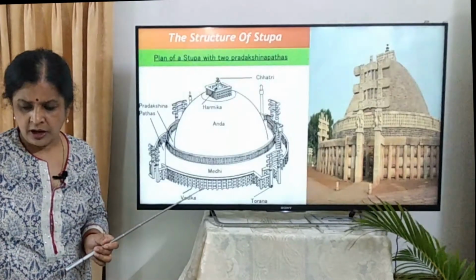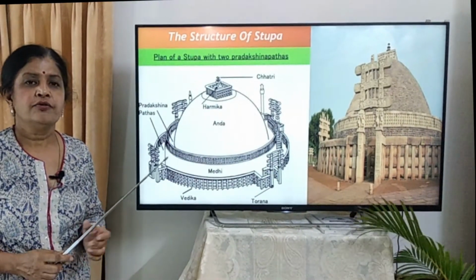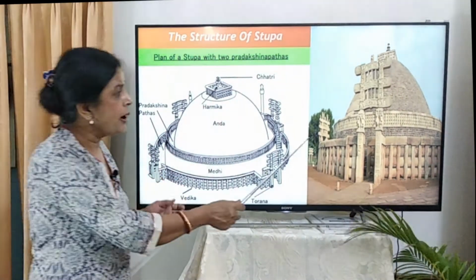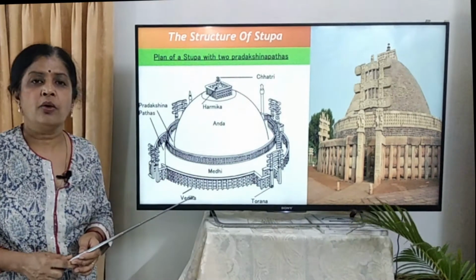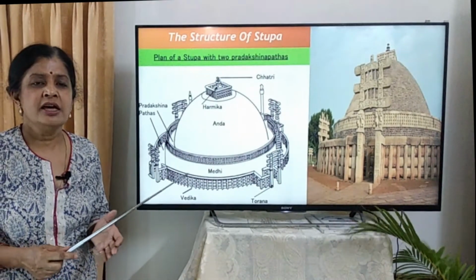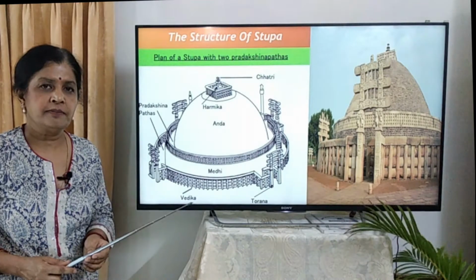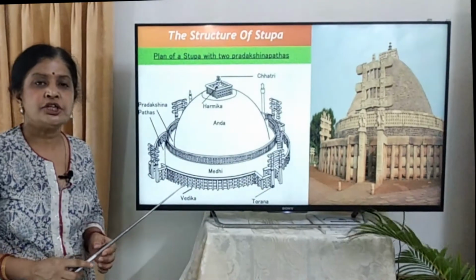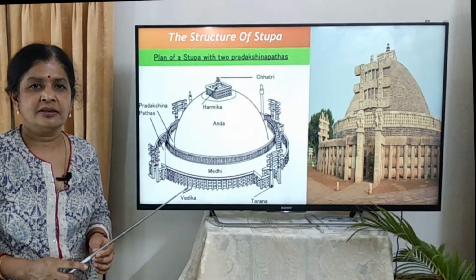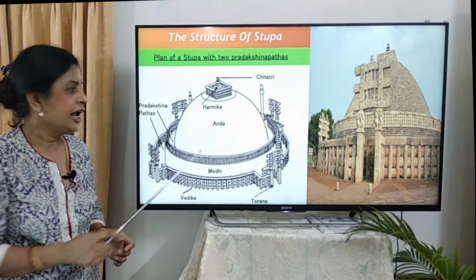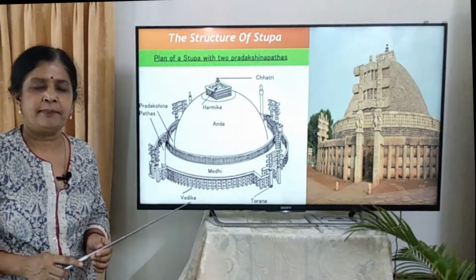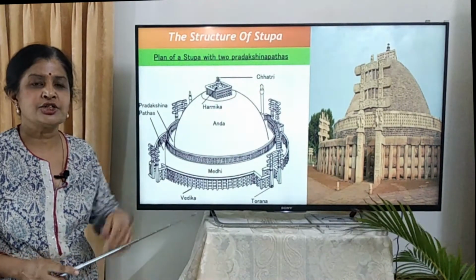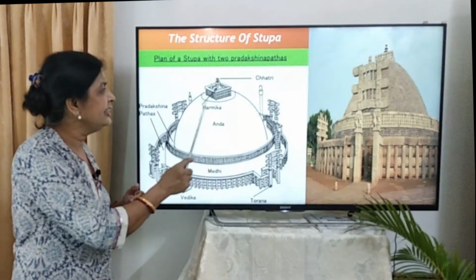So children, the next thing is, what is the structure or what are the features of a stupa? How did this stupa become so elaborate, and what are the main segments which we have to study? So the first thing is this semicircular mound, which is known as Anda. What do we call it? Anda, in which the relics of Buddha are kept. Because these are the relics of Buddha, it has to be protected by a chhatri.